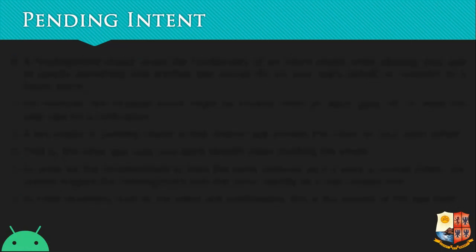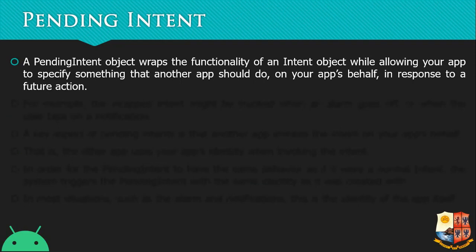Now I'm going to go to the technical definition of a pending intent. This is from the Android documentation. It wraps the functionality of an intent object while allowing your app to specify something that another app should do on your app's behalf in response to a future action. This is the technical definition of pending intent. I know that it is too much to follow immediately. That's why I divided it into small pieces in the previous slide.